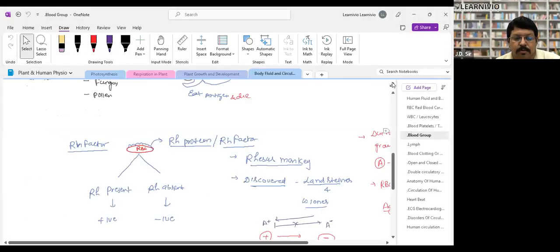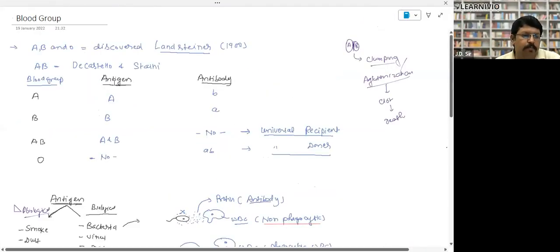Blood group. Yes. Questions come from blood group. Blood group was discovered by Landsteiner in 1900, ABO, that is a point to be noted down. A, B, and O blood groups were discovered by Landsteiner in 1900. After that, AB blood group was discovered by DeCastello and Sturli, right?